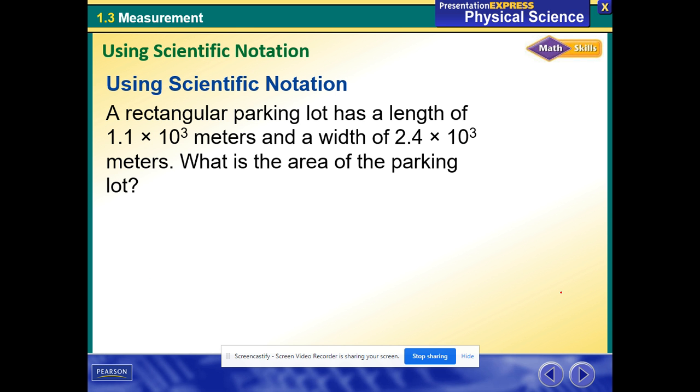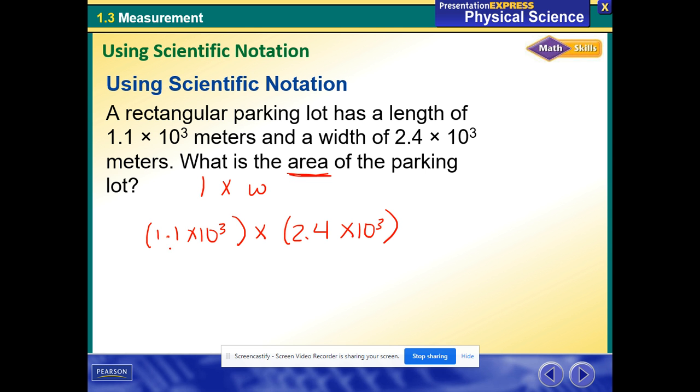Here, let's do an example together. A rectangle parking lot has a length of 1.1 times 10 to the third meters and a width of 2.4 times 10 to the third meters, and it wants to know the area. So hopefully you've been in a class and you know that area is length times width. So we're going to take 1.1 times 10 to the third times 2.4 times 10 to the third.